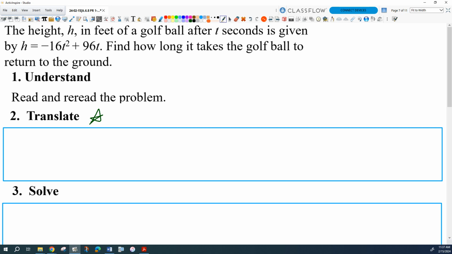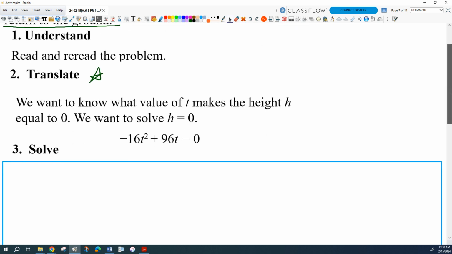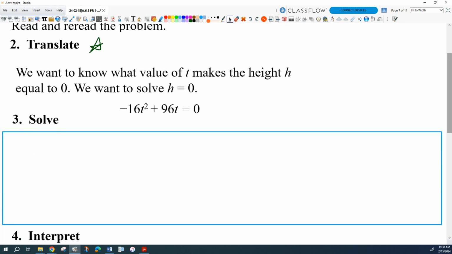What do you think? Well, what does this mean? Return to the ground. What's significant about the ground here? It's zero. What's zero? The ground. But what is zero? You're right. But what variable is equal to zero at the ground? H. Yeah, exactly. The height of the golf ball is zero at the ground. So the translation would be, aha, we can take this equation and just set h equal to zero and solve, right? Which means I get the polynomial equation, negative 16t squared plus 96t equals zero.